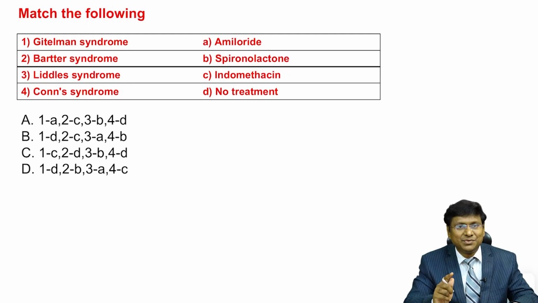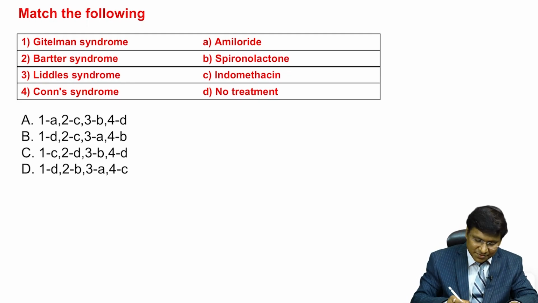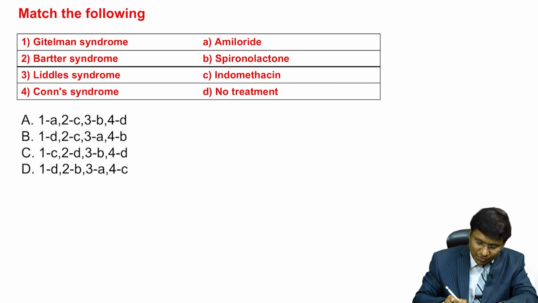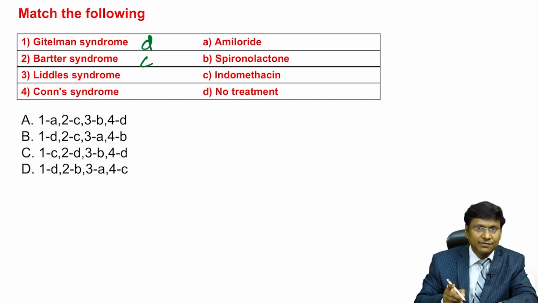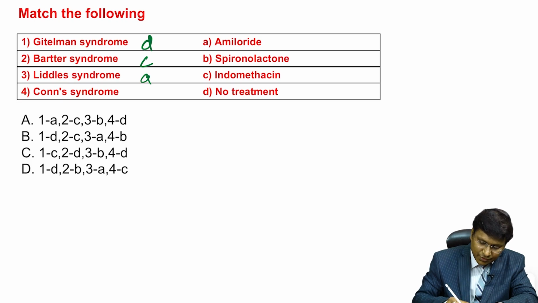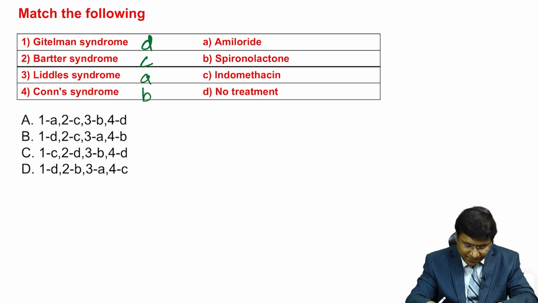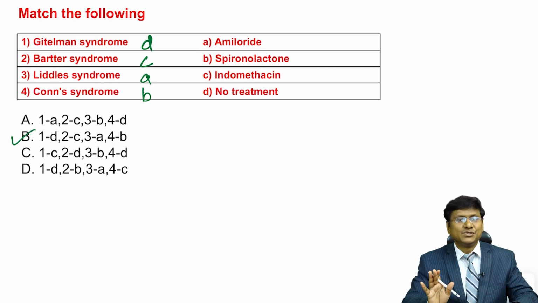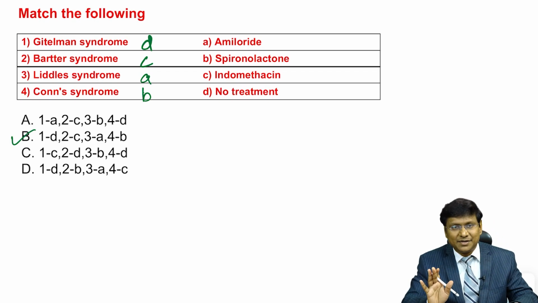Okay, now you need to know the treatment of these syndromes: Gitelman, Bartter, Liddle's, as well as Conn's. Gitelman's has no particular treatment, so symptomatic management. Bartter syndrome, you need to give indomethacin. Liddle syndrome, you need to give amiloride or triamterene. And Conn syndrome, you need to give spironolactone. So DCAB, right? So the answer here is B. These are the questions related to the syndromes.